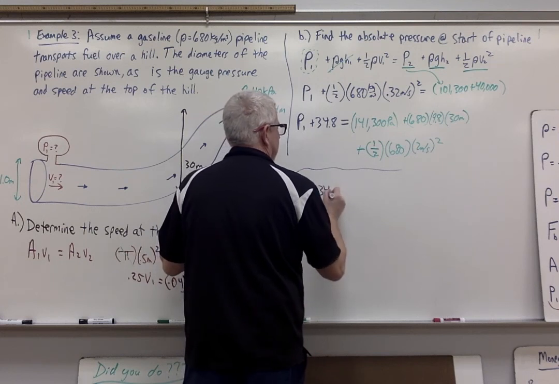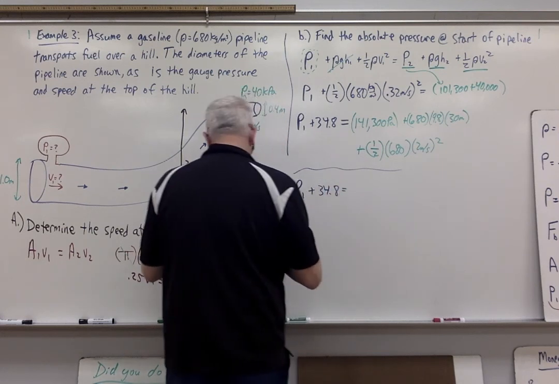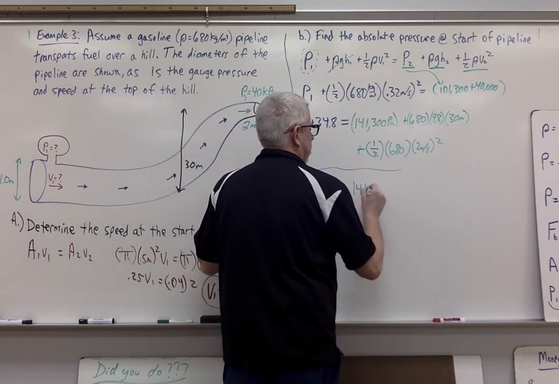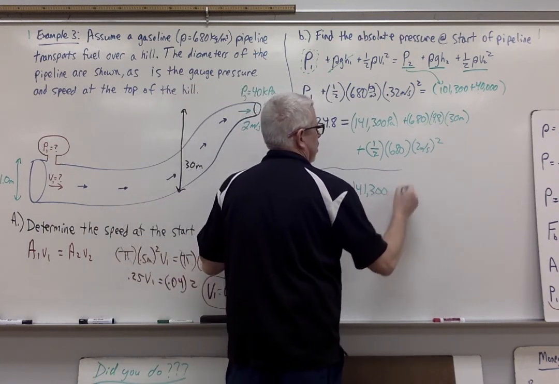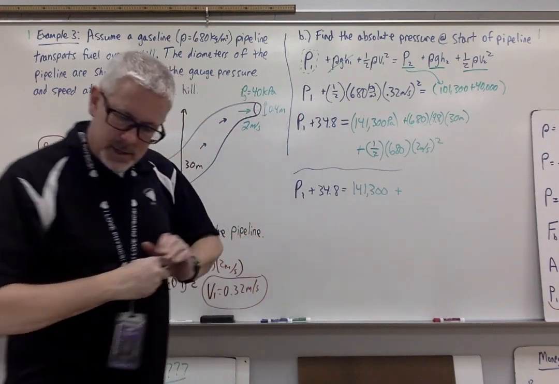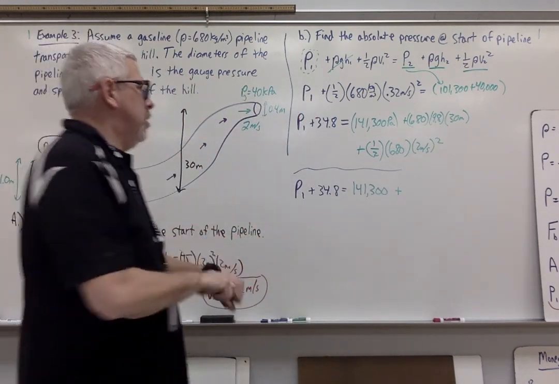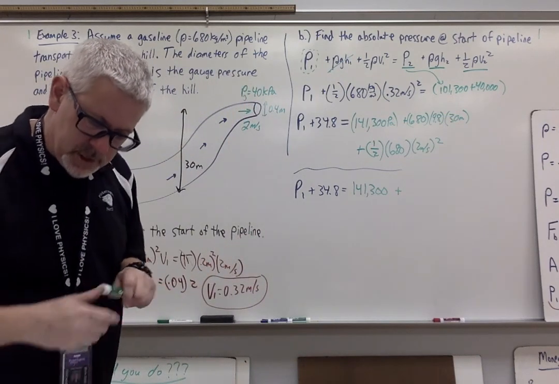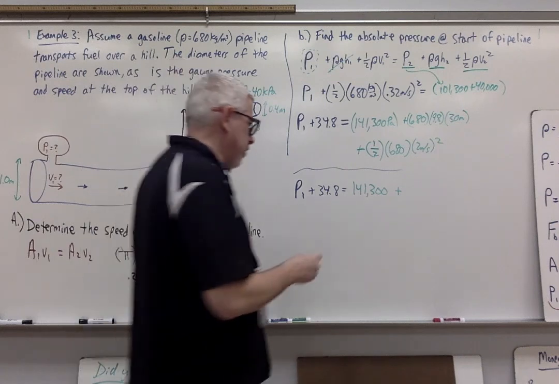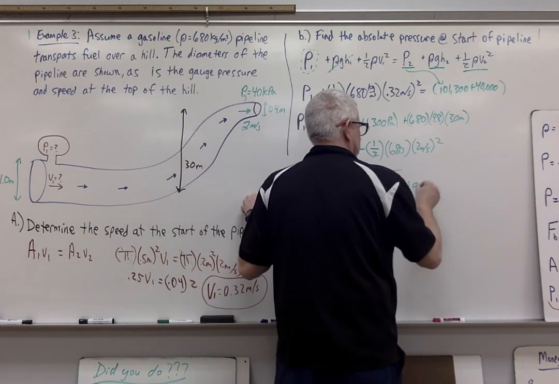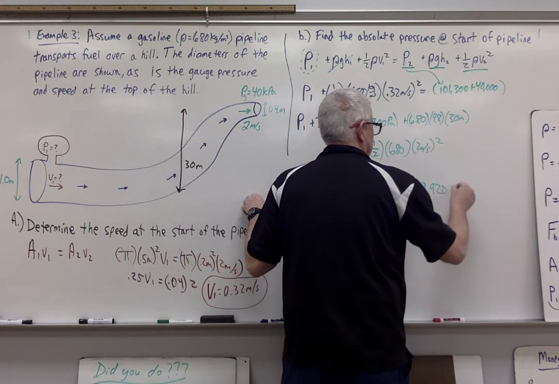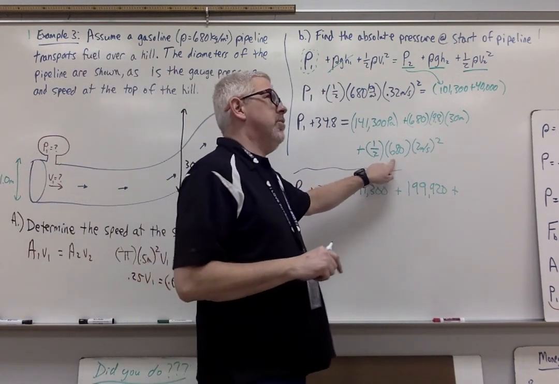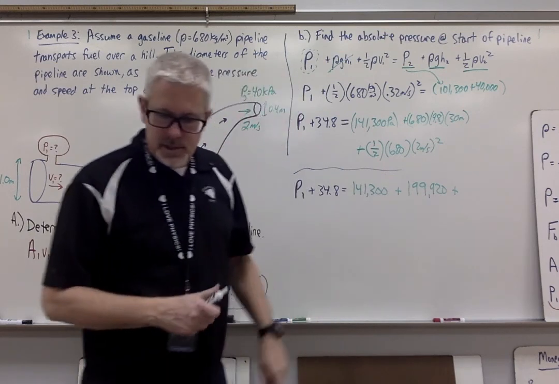So when I go back, I'm going to get P1 plus 34.8 equals 141,300 plus this 680 times 9.8 times 30. It's going to be 199,920. 2 squared is 4, times 1/2 is 2. 2 times 680 is going to be 1,360.